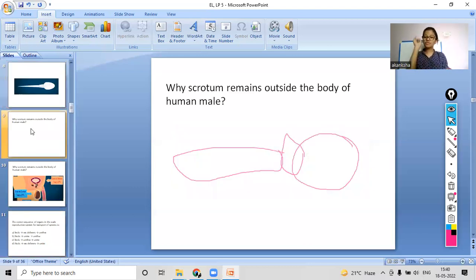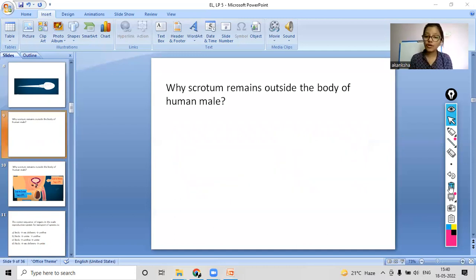So now coming to the curiosity question: why does the scrotum remain outside the body of the human male? You have to answer this question based on your understanding till now. It will be a little hard to answer because you have to think about it, and you can also look it up on the internet and get some extra facts and information about it. When you answer, you have to answer in the chat box. I will be waiting for your answers.